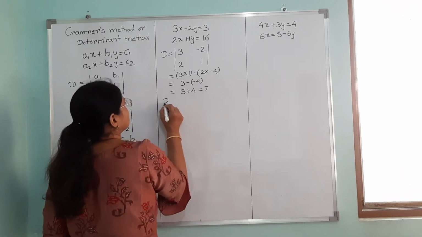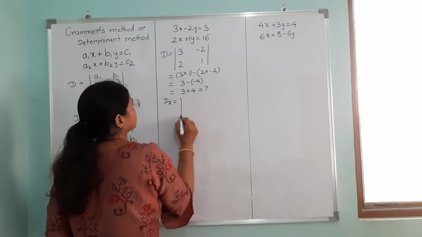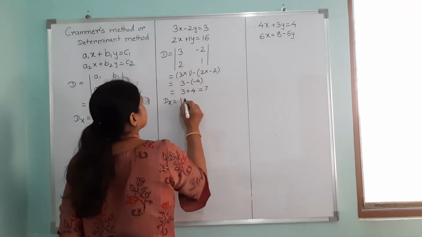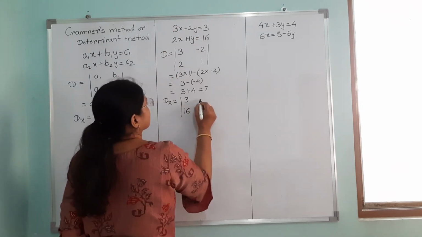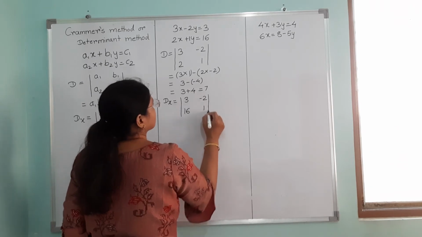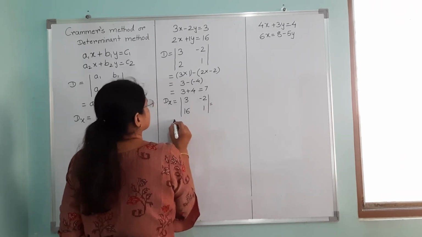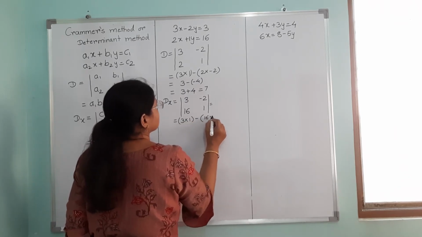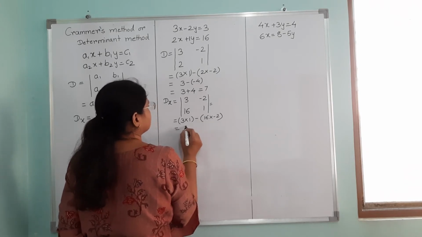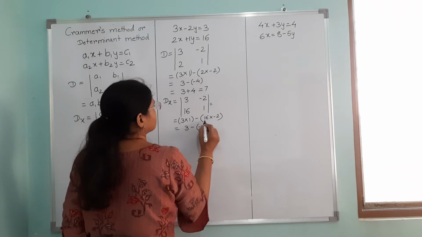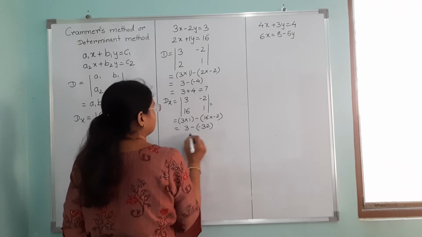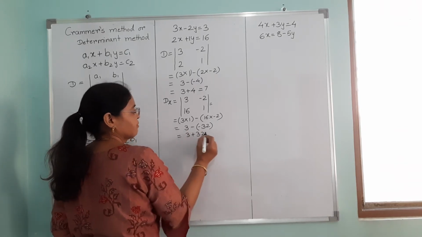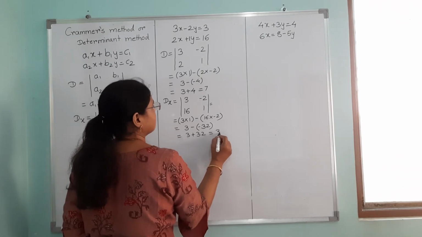Then now we have to find the determinant dx. Now the coefficients of x should be replaced by the constants. So we get 3, 16, and the column remains the same, minus 2, 1. Now let us solve this. We will get 3 into 1 minus 16 into minus 2. So 3 minus 16 into 2, 32. So it will be 3 plus 32, as minus and minus becomes plus, it will be 35.